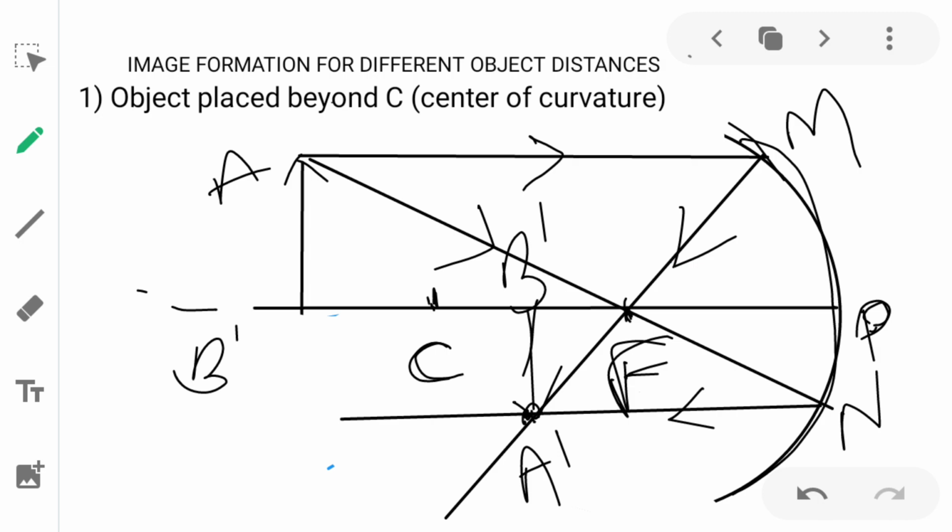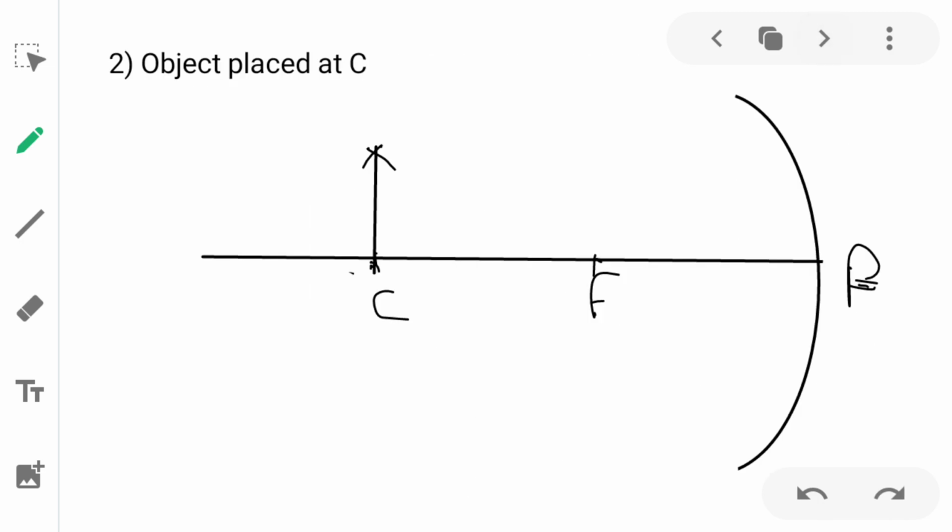So for the object beyond C, the image is formed between C and F. Now we'll move on to the image formation by the concave mirror, where we are considering the object placed at C. Again, we can consider two rays for the image formation.